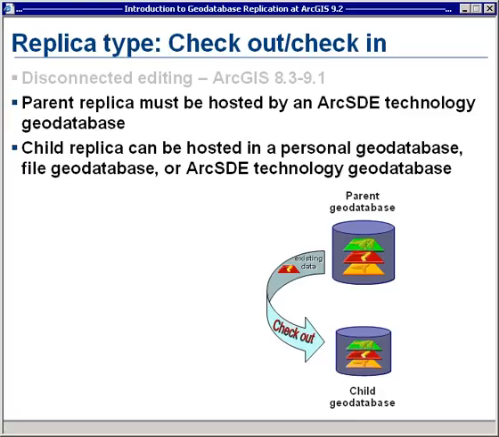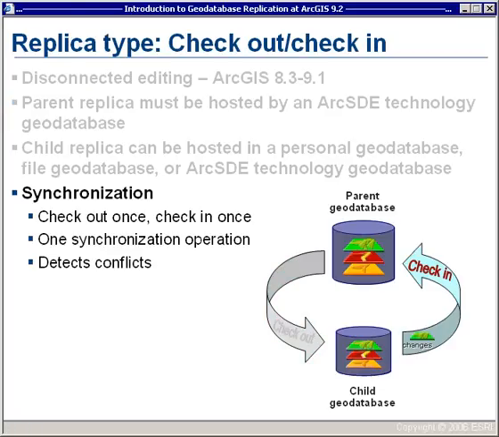As with all replication types, the parent replica geodatabase must be hosted by an ArcSDE geodatabase. You can then check out your data from your parent to your child geodatabase. For checkout replicas, the child replica can be hosted in either a personal geodatabase, a file geodatabase, or any of our ArcSDE geodatabases. Once you've checked out your data, you can edit the child geodatabase, and when you're finished, you can synchronize your changes with the parent. This is also called check-in.